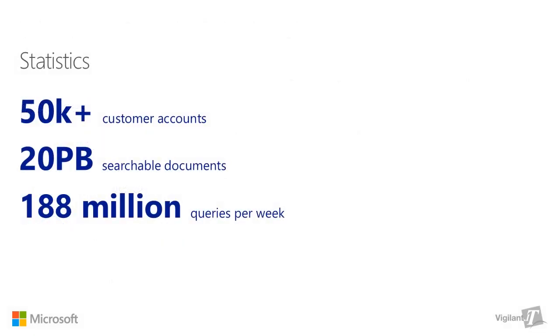These statistics literally blow your mind. OMS has been generally available for over a year now with more than 50,000 customers. OMS has ingested more than 20 petabytes of data, and a year ago it was only 5 petabytes. So it's growing super fast. A year ago it was 30 million queries a month, and now it's more than 188 million queries per week. It's a seriously powerful system. It allows you to gain deep insights into the data from your environment through intelligent search, analysis, and visualization.